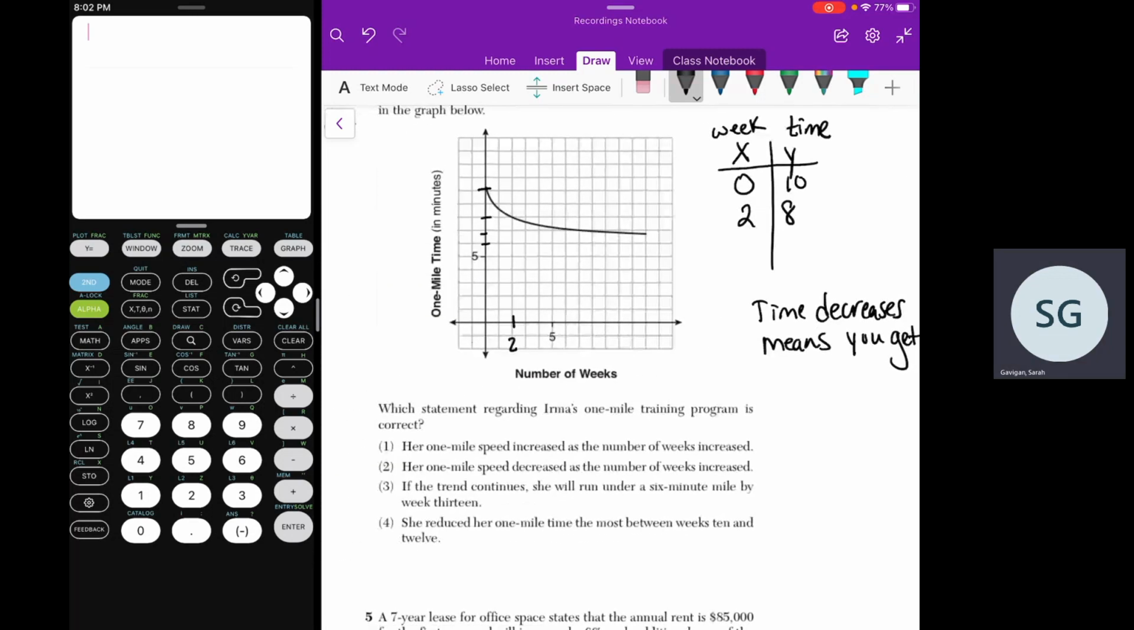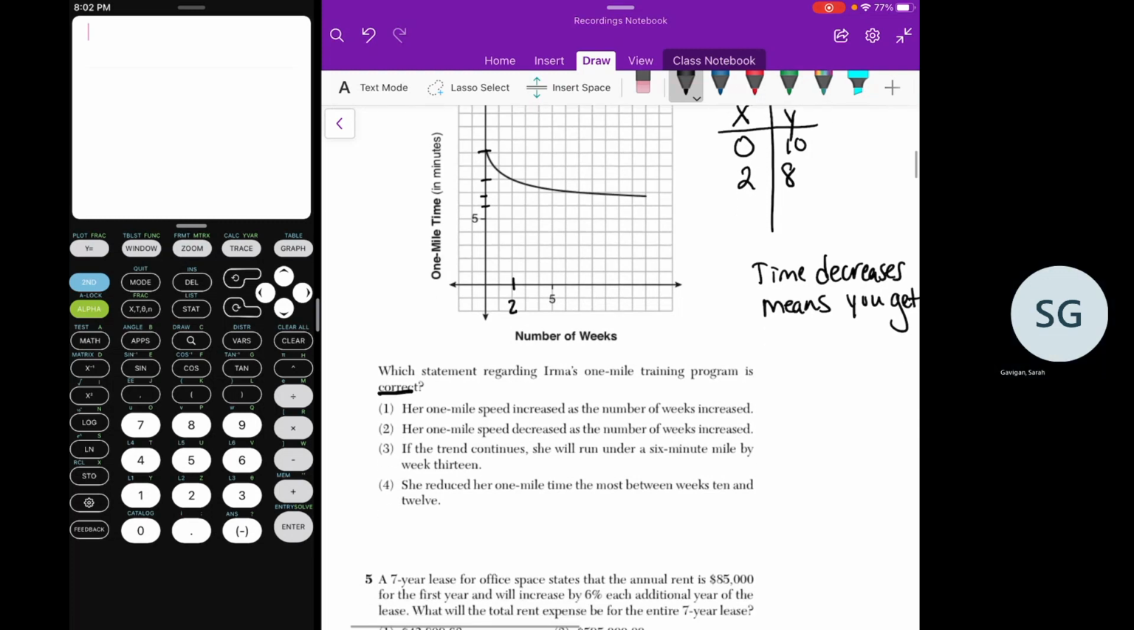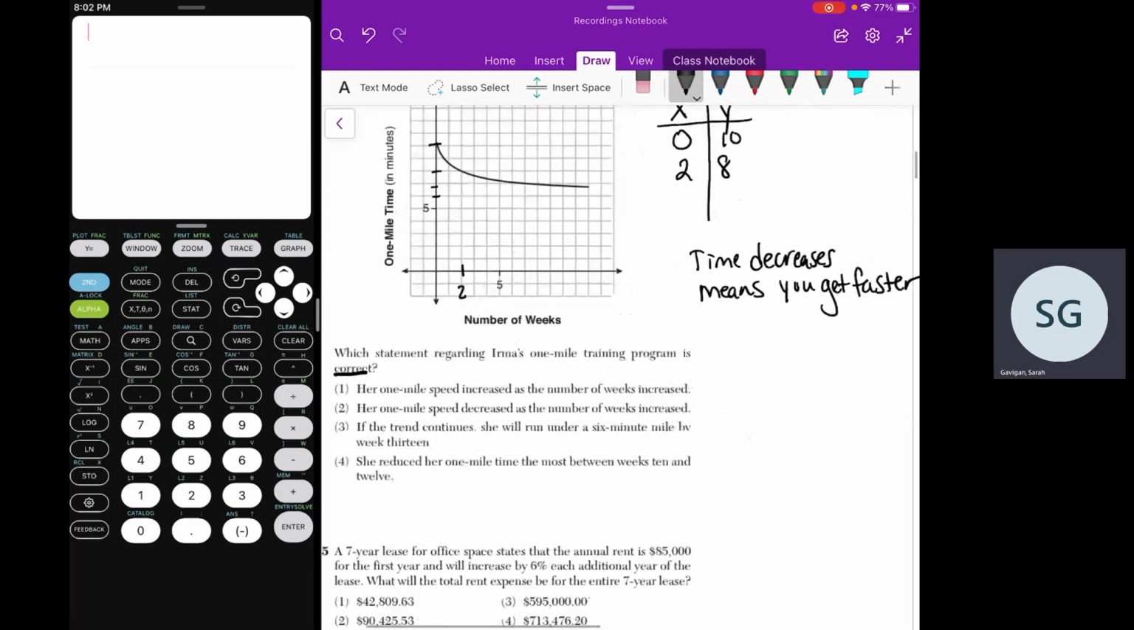So which statement regarding Irma's 1 mile training program is correct? So 3 of them are going to be false. Her 1 mile speed increased. Her speed increased as the number of weeks decreased. Well, if your time is dropping, that means that your rate of change, your speed, is increasing. So you're going from, this would be 6 miles per hour, and this would be 7.5 miles per hour. So her 1 mile speed increase, this seems like it's true.